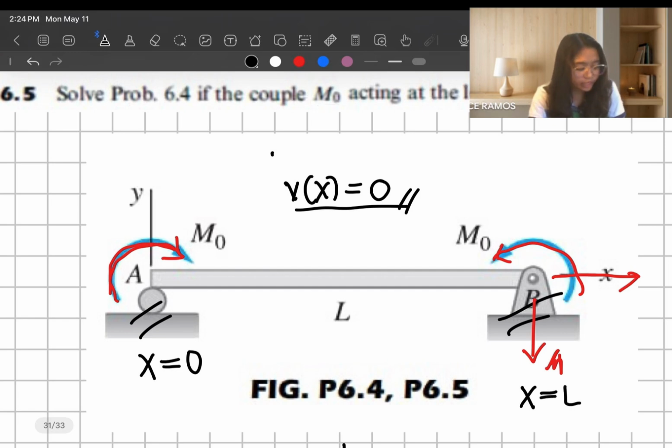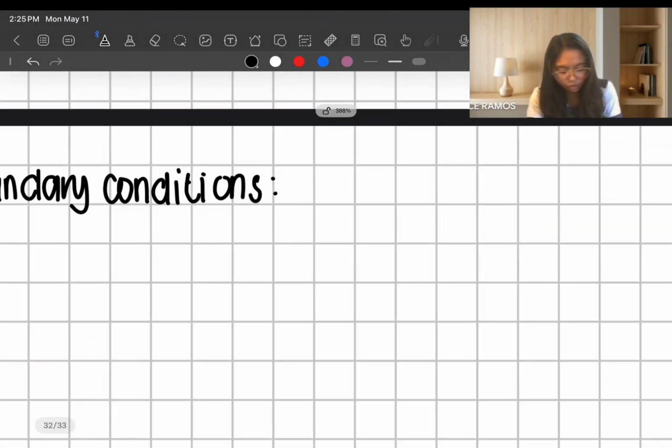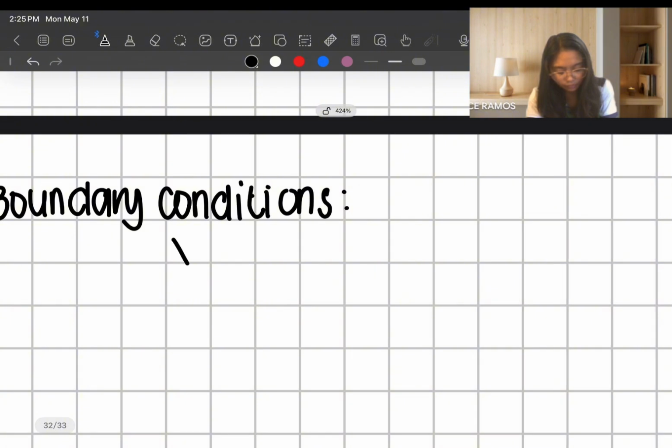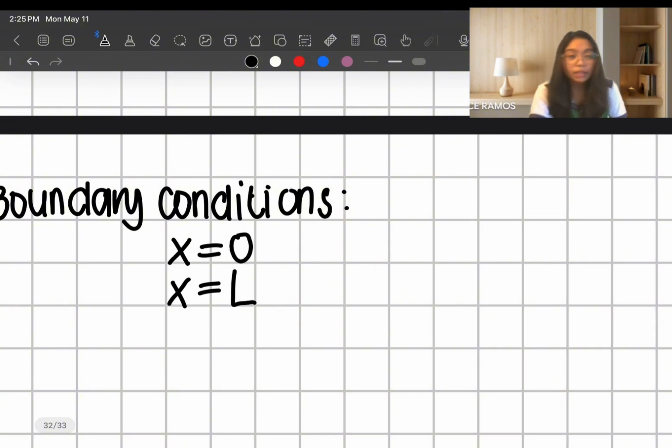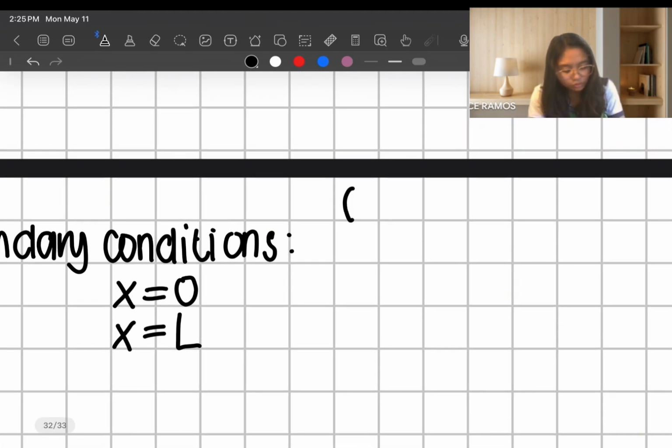So, bakit po siya L? Kasi po, from the starting point to end point, ang distance po niyan is equals to L. So, isulat po lang po natin yung ating mga nakuhang coordinates. X equals 0 at x equals L. And nabanggit ko rin po kanina na yung ating deflection is equals to 0. So, isasubstitute lamang po itong mga nakuha nating coordinates dito sa ating deflection.